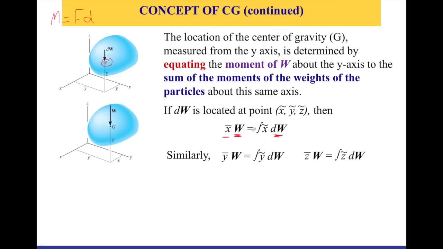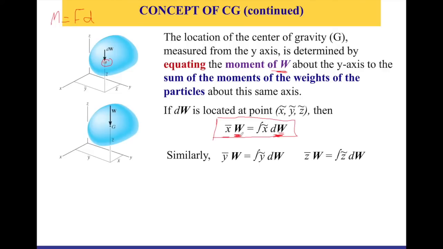The summation of all of them, which is the integration, should equal W, the total weight, multiplied by the distance from that axis. So this is what we meant by equating the moment of W about the y-axis to the sum of moments, that is the integration, of the weights of the particles dW about that same axis, which is x tilde.